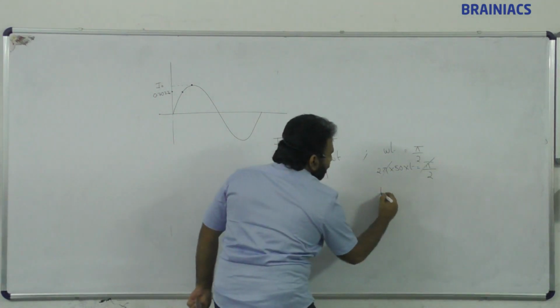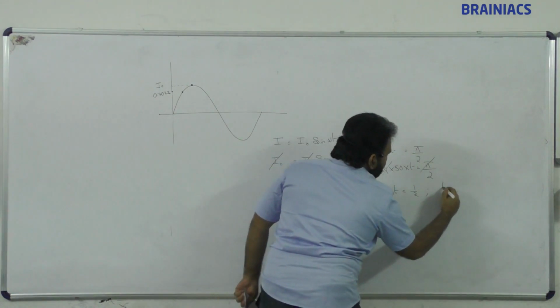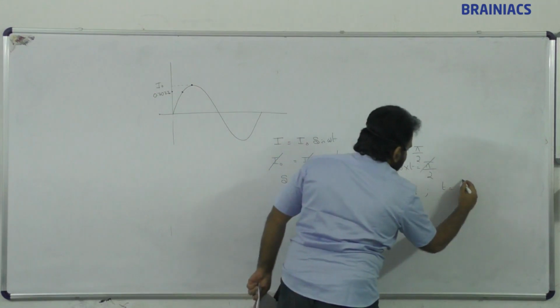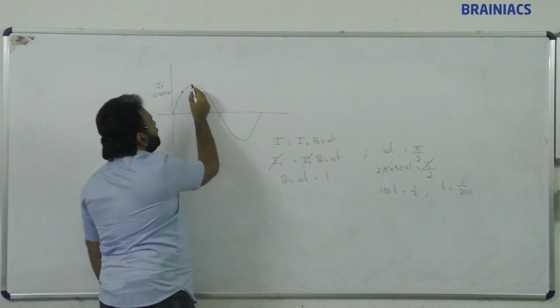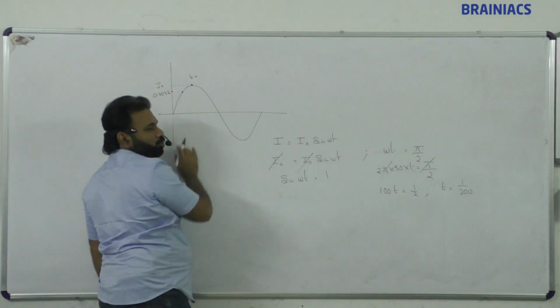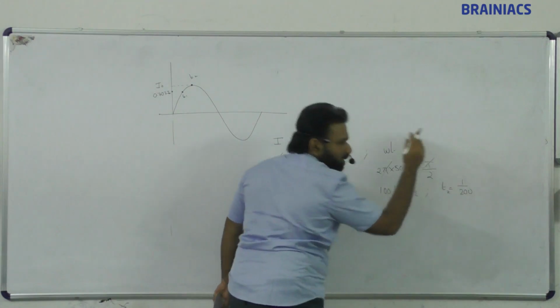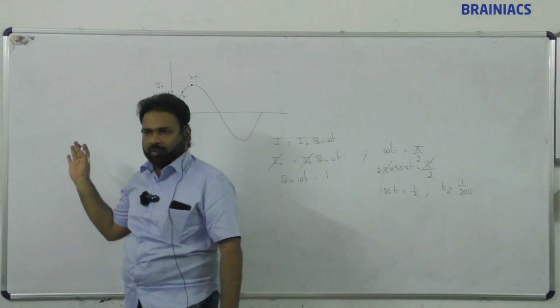So this is going to be 100 t is equal to 1 by 2. So t is equal to 1 by 200. Let this time instant be T2. In the same way, we can find IRMS.